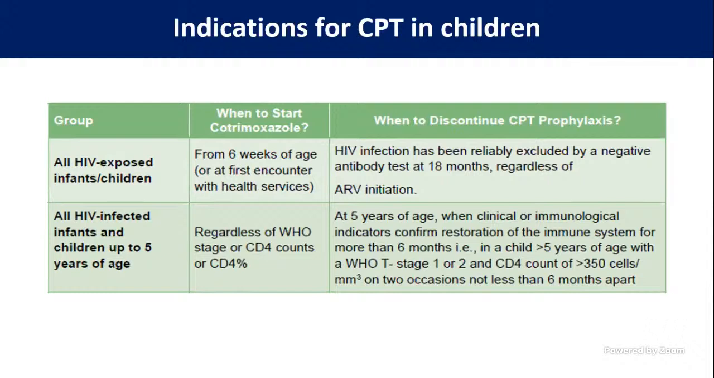Again, to summarize, in HIV exposed, we are starting at 6 weeks. Until the HIV infection is ruled out, we continue. All positive children less than 5 years of age, we continue. And at 5 years, we look at 2 CD4 counts 6 months apart. And if it is more than 350, then we stop. Next slide.